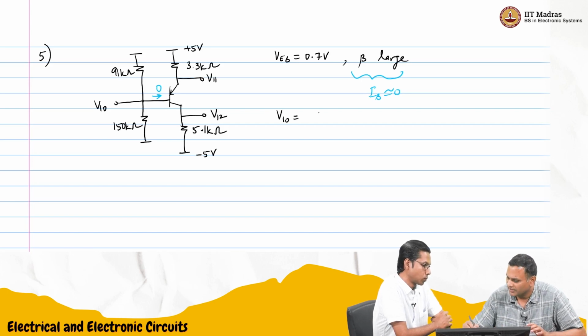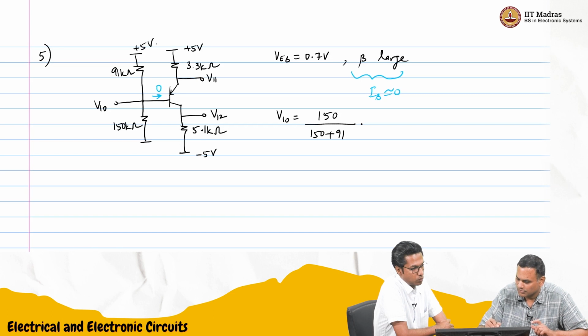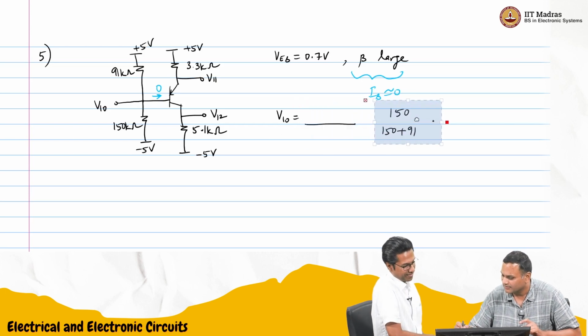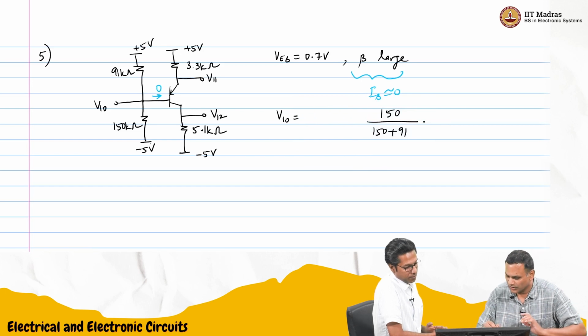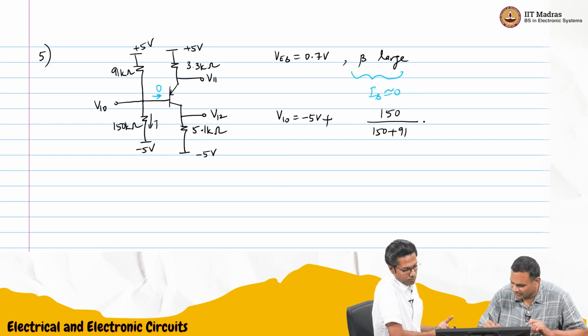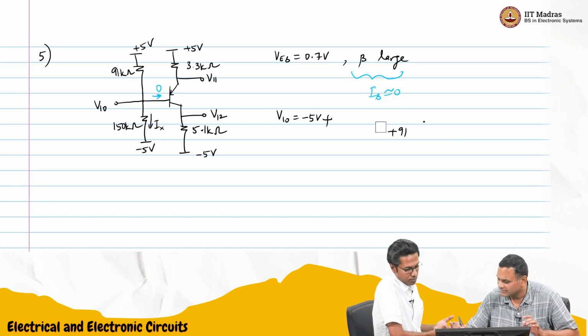It is 150 by 241 times the difference between the two voltages, plus or minus 5. Let me write it the right way. You have minus 5 volts plus 150 times the current, some current, let's call it Ix. So Ix times 150. We'll start writing it like that.